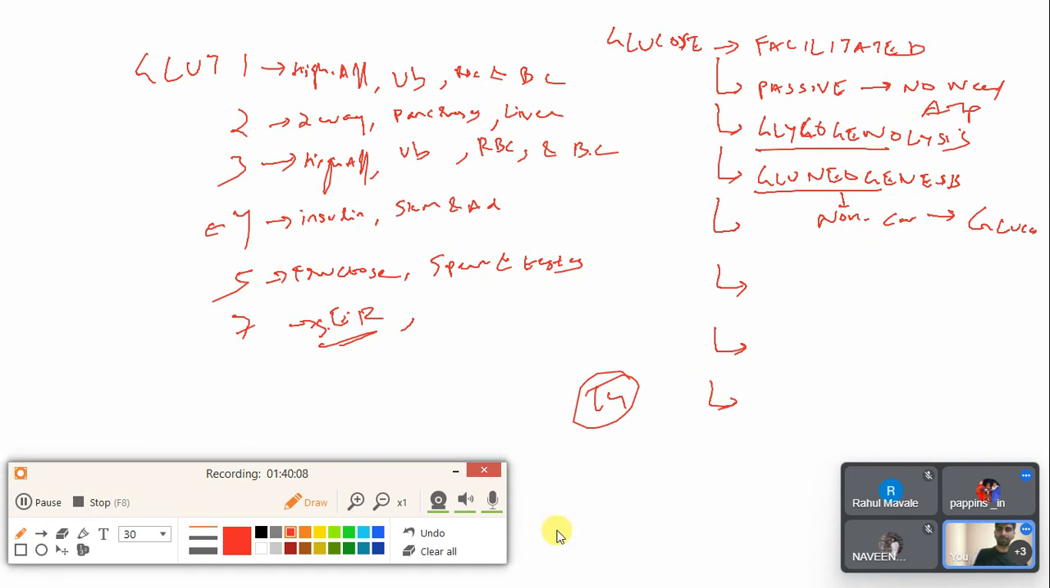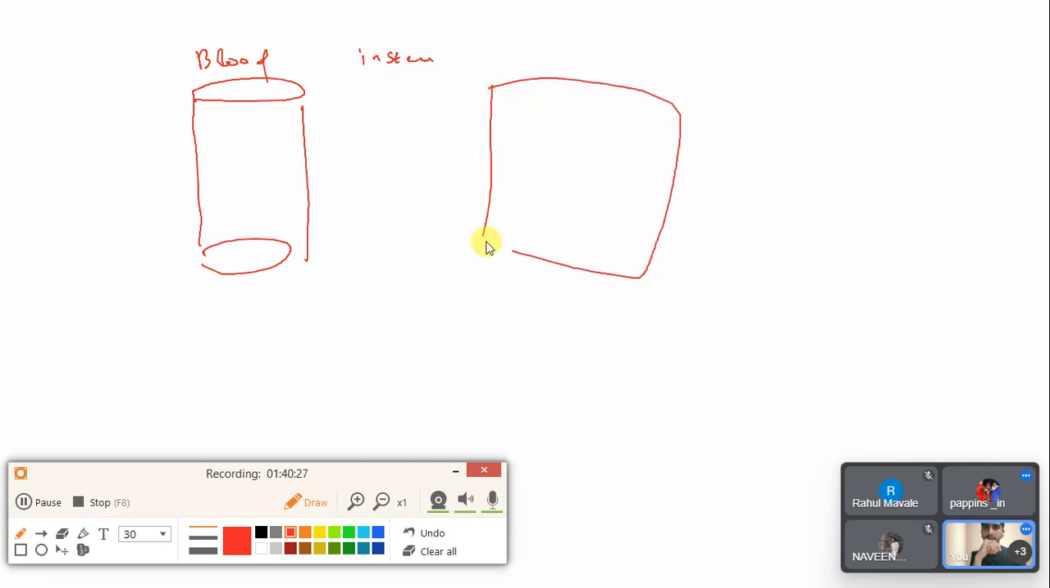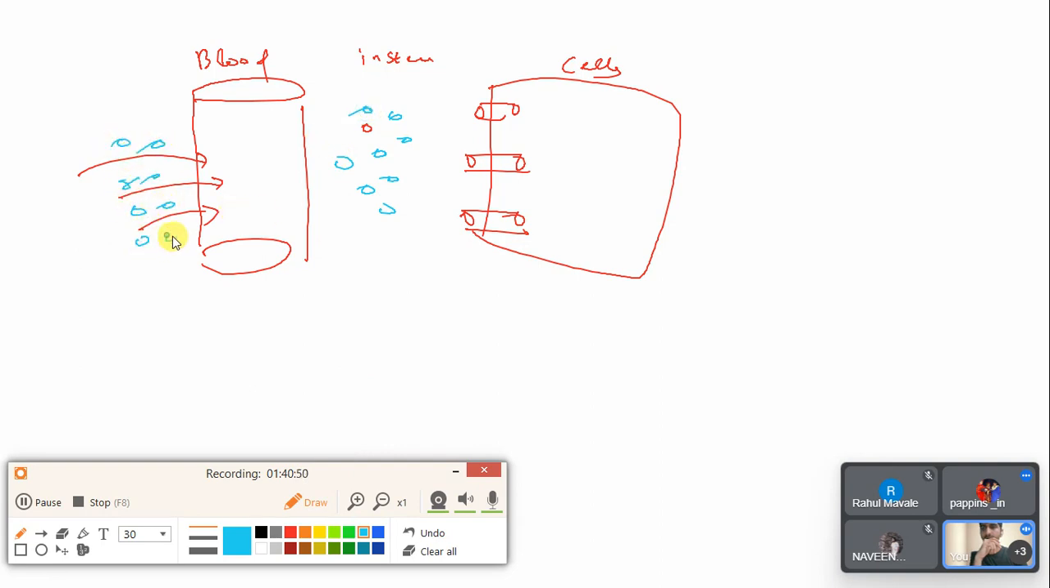Now I wanted to ask two basic, out-of-curiosity questions. I told you that this is the blood vessel, this is interstitial fluid, and this is the cells, and these have transporters in them. Here there is glucose coming in, here is also glucose, and here also glucose is there. And here the GLUTs are activated. Think of this as SKM cells, myocytes. The glucose is moving from here, and it can also move from here.